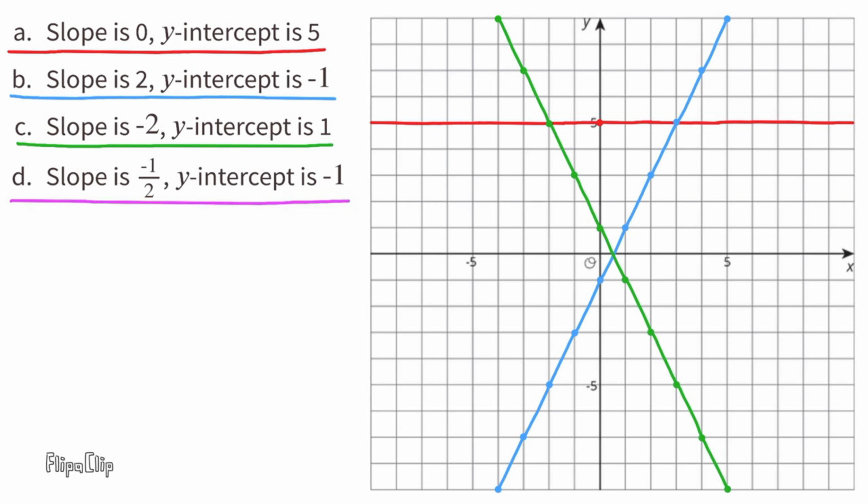D. Slope is -1/2, y-intercept is -1. I'll start by plotting a point for the y-intercept, which is -1 on the y-axis. And since the slope is -1/2, I can start at that point and move down 1 and to the right 2 as many times as I need to plot new points. This purple line represents a line with a y-intercept of -1 and a slope of -1/2.